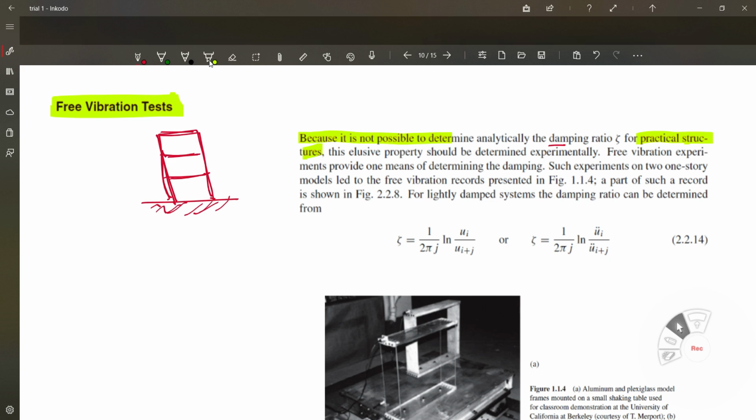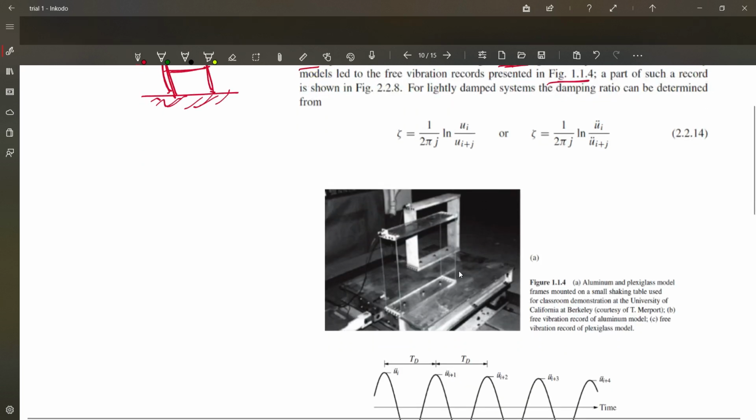So what we are doing here is a way to help us determine this experimentally. Free vibration experiments provide one means of determining the damping. We call it free vibration experiments. Free vibration tests provide one means of determining the damping. Such experiments on 2 one-story models led to the free vibration records presented in this figure that I'm showing here.